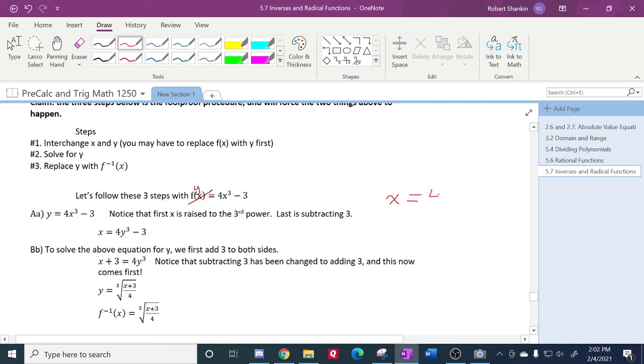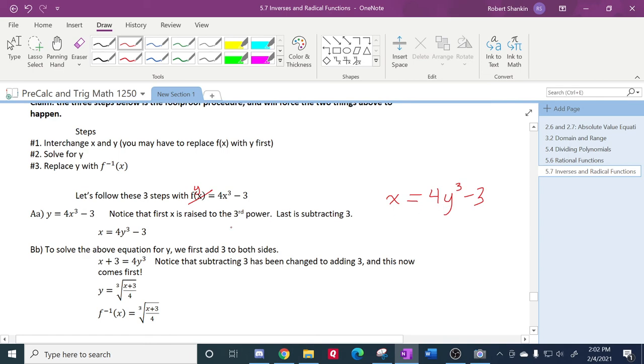Every time you see an x, you put a y. If there are multiple x's, each of them becomes a y and vice versa. So that's what interchanging x and y means. Then you solve for y.